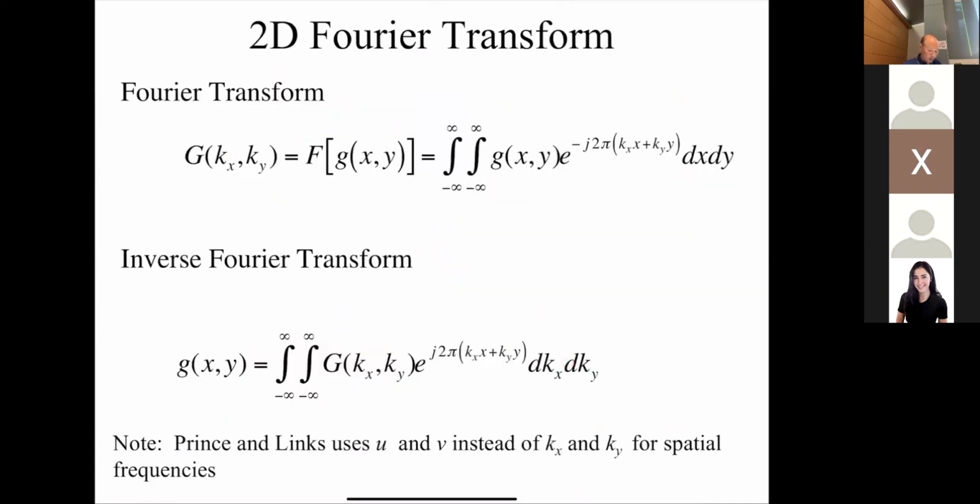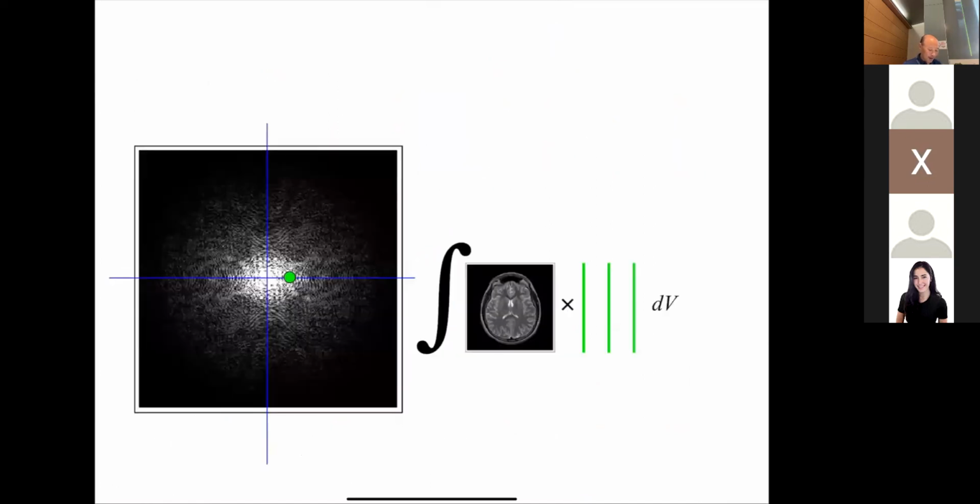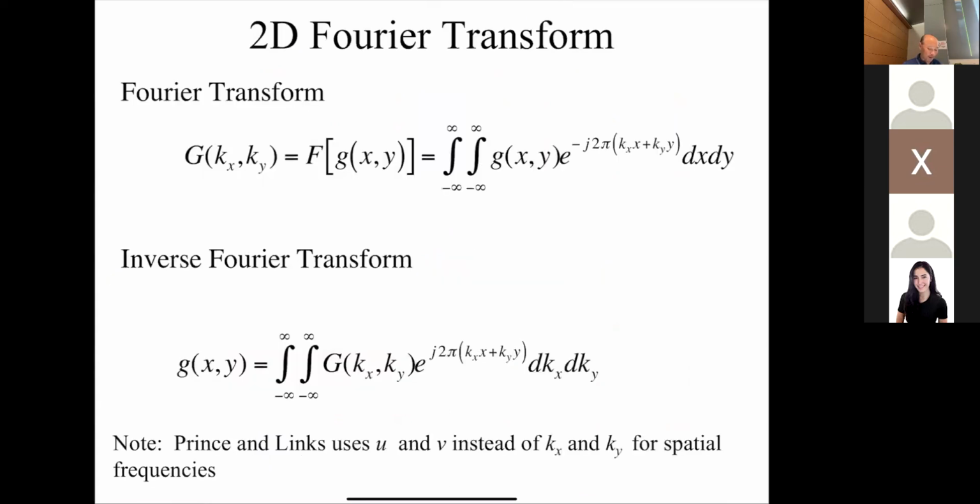Okay, so I don't remember why I have this slide here. Okay, we're going to skip this. Oh, no, I remember why we have this. So far we've talked about this part.